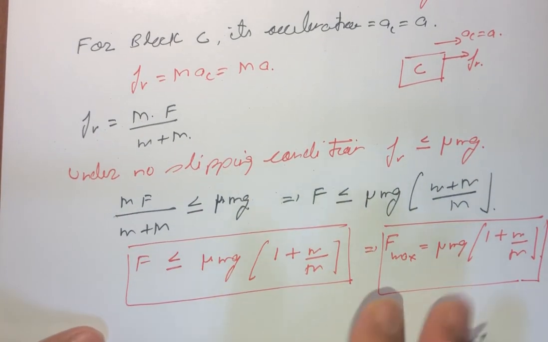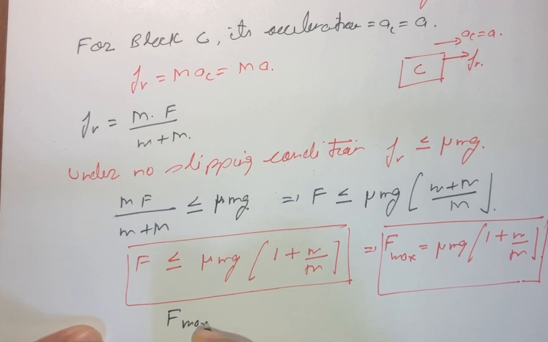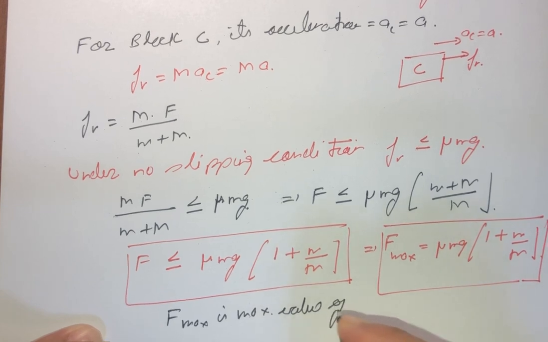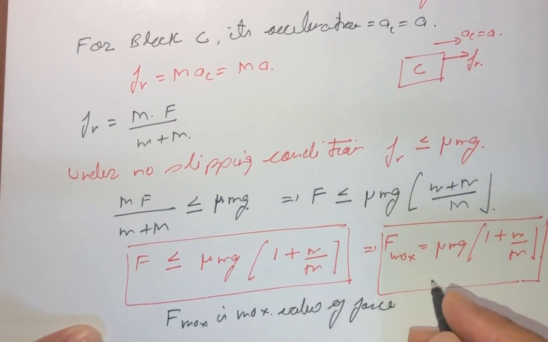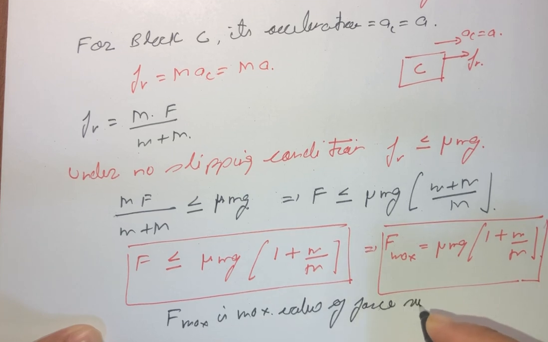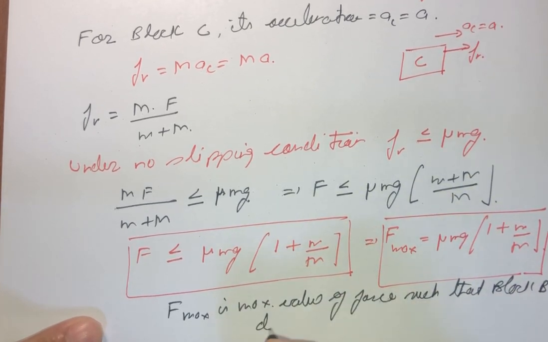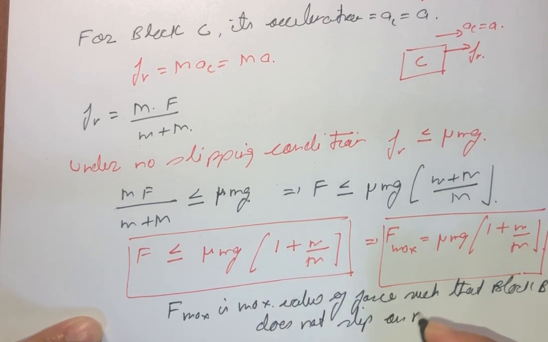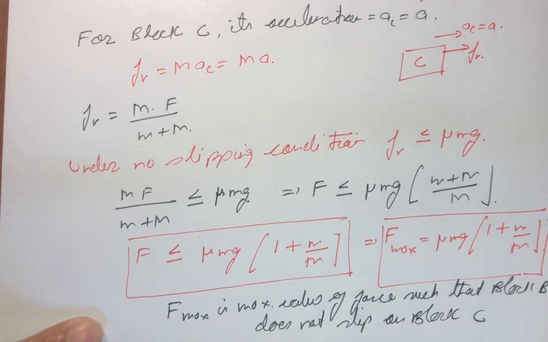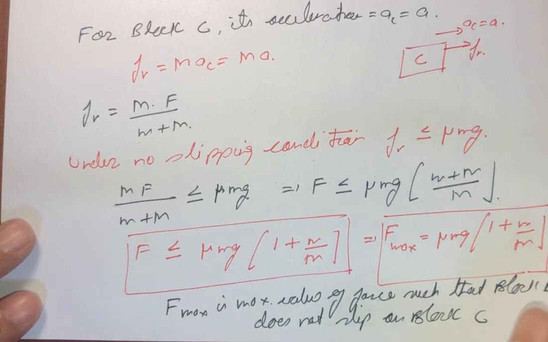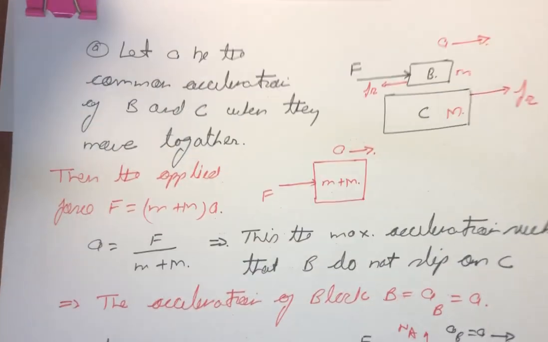So F max is the maximum value of force such that block B does not slip on block C. So this completes part A. Now we are going to solve for part B.